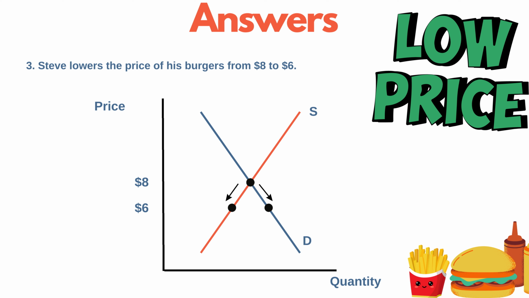Number 3. Steve lowers the price of his burgers from $8 to $6. This question is very tricky as no curves will shift. Steve has changed the price of his burgers to make them cheaper, which is not a shifter of supply or demand. This price drop will move along the curves and result in excess demand.